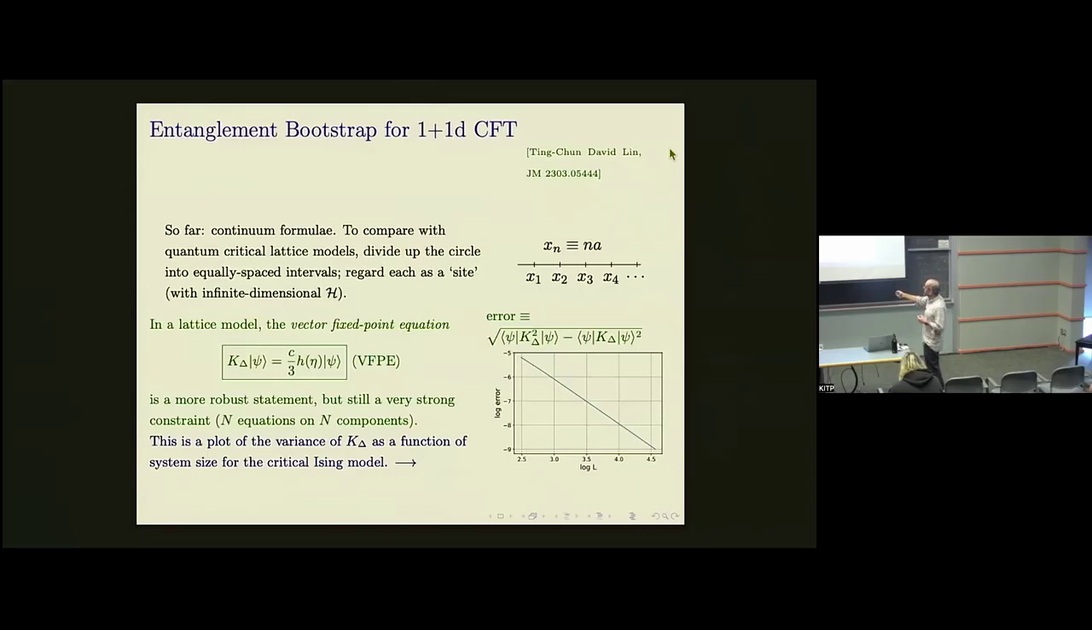And so the condition for this to be true implies, for example, that the variance of the operator K vanishes in this state. And we can check that it actually becomes more and more true as the system size grows. So this is a weaker condition than the operator equation I wrote, but it's still a very strong condition because it's an equation for n components in an n-dimensional Hilbert space.